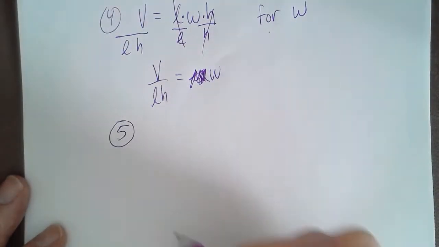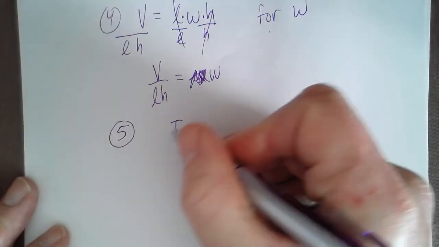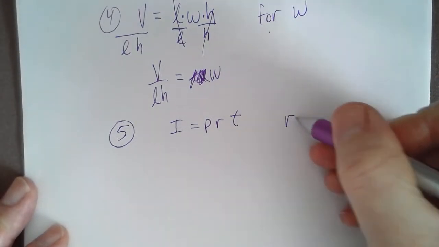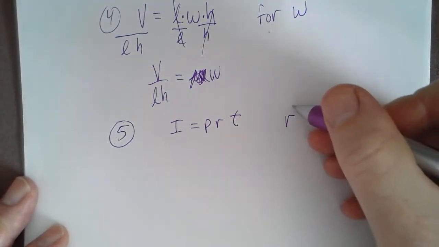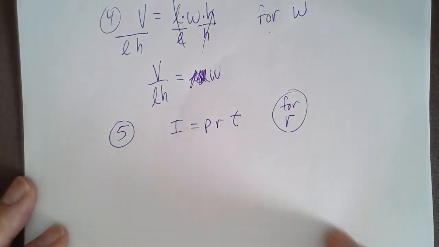Number 5. Interest. We did interest is equal to principal times rate times time. Solve for R. Okay, solve for R, get R by itself. So this is almost the exact same question. You try this one.